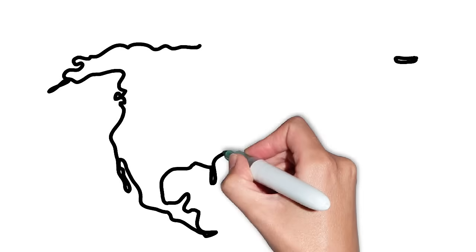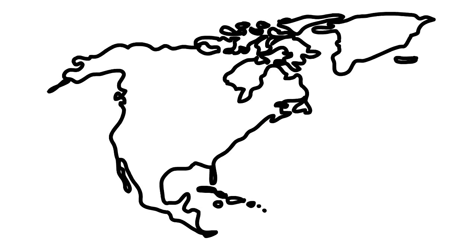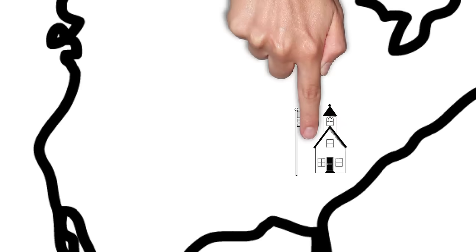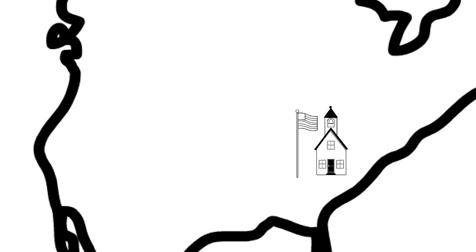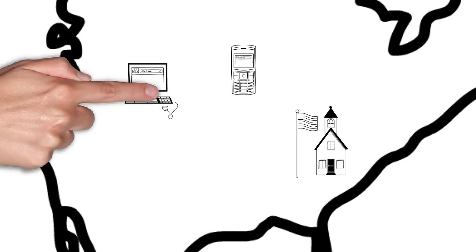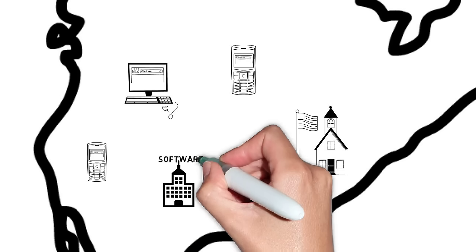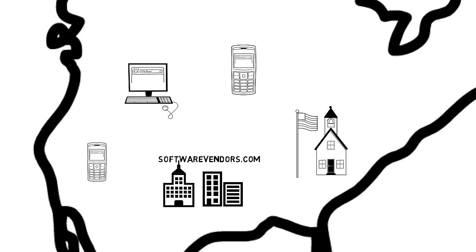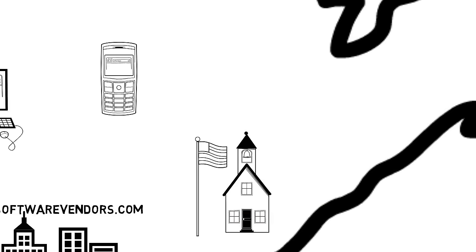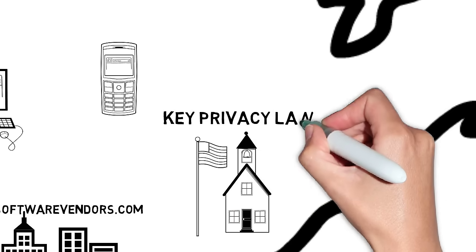Before using educational apps or services, it is important to learn about the variety of federal, state, and local laws that impose requirements and restrictions on how student data can be used, and the conditions under which it can be shared with application developers or online service providers. Let's examine some key privacy laws that may apply.